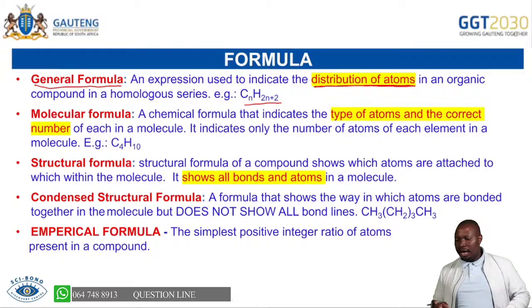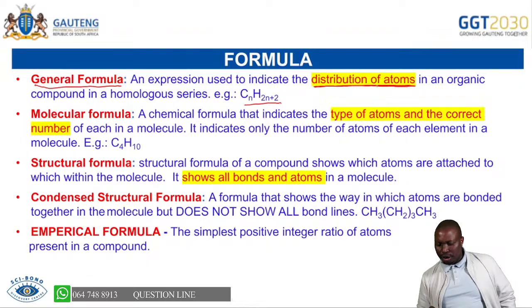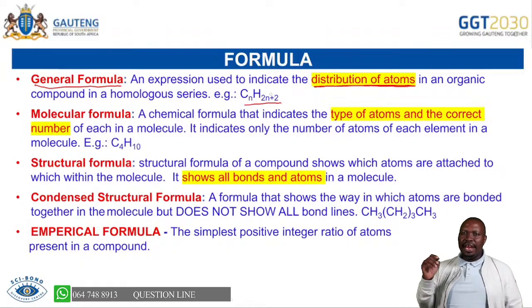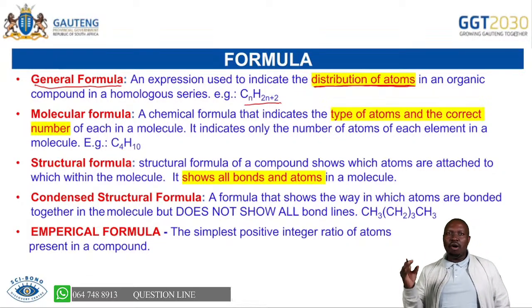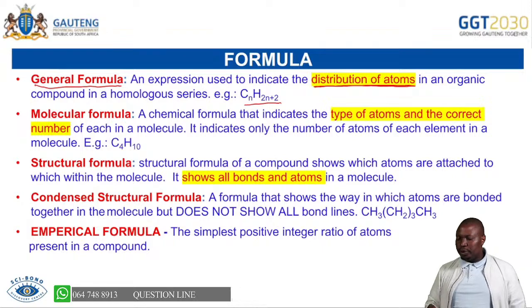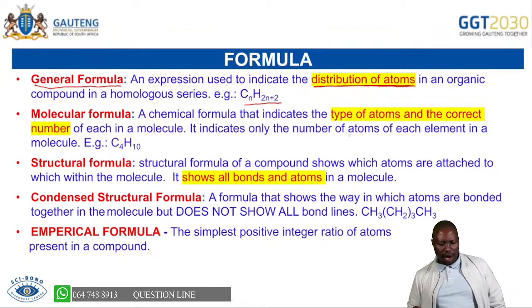So the general formula shows the distribution of atoms. Because it's general, it will have N, and that N stands for the number of carbons, to say how many carbons. Remember in grade 12, we said we do up to 8 carbons. We do up to 8 carbons.